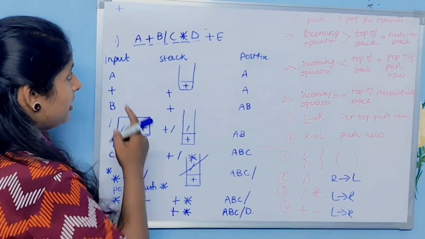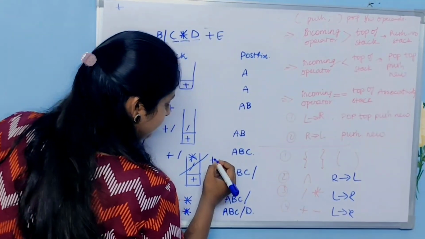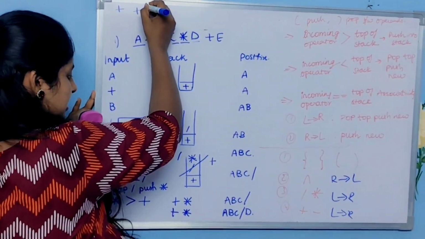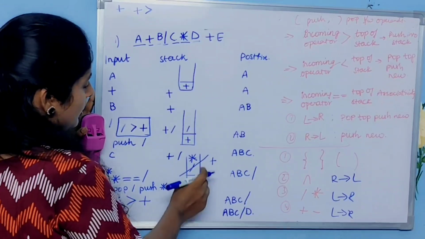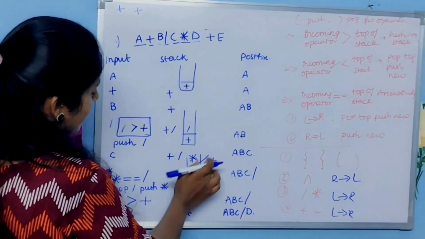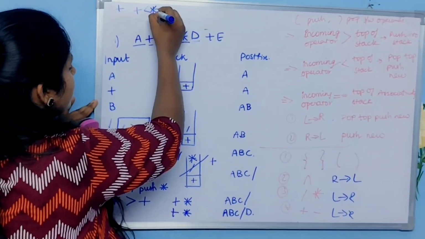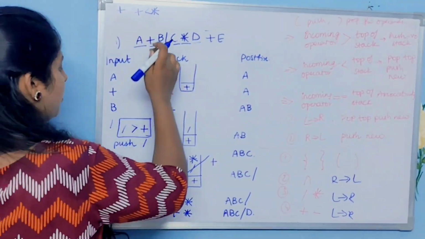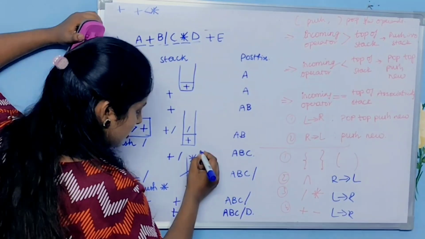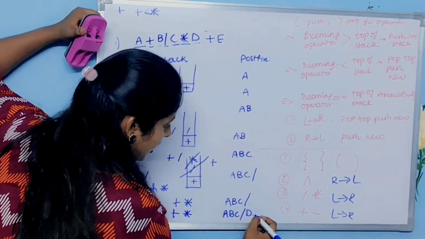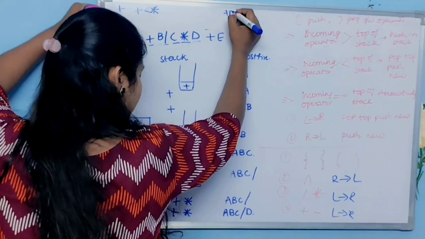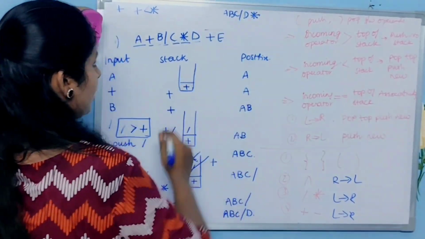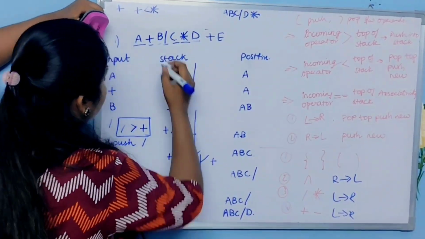Now my new operator is plus. Now I have to compare whether plus has higher priority or lower priority. Plus has lower priority than multiplication. If the incoming symbol has lower priority than the top of the stack, then pop top and push new. What is the top? This one. So you have to pop it and write A, B, C by D. And what is the popped element? Multiplication. Right. There is one more element. Again, you have to check.